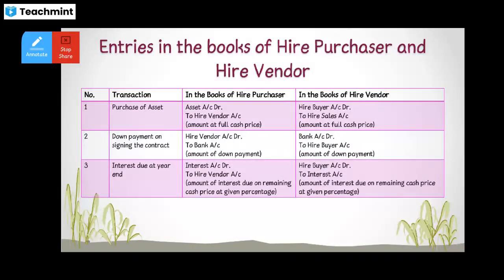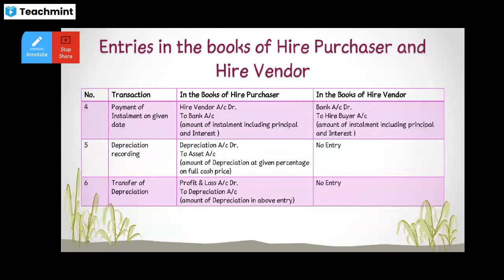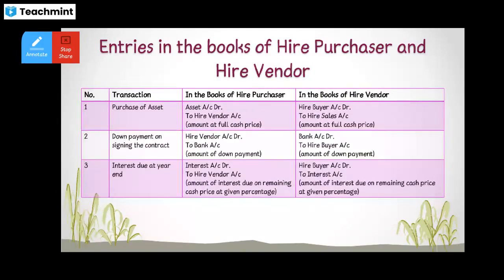Interest is the expenditure for the purchaser. So interest account is debited here. And whom are you going to pay? Who is the beneficiary? Hire vendor is the beneficiary. So his account is credited. So that entry is done for the interest due at the year end.